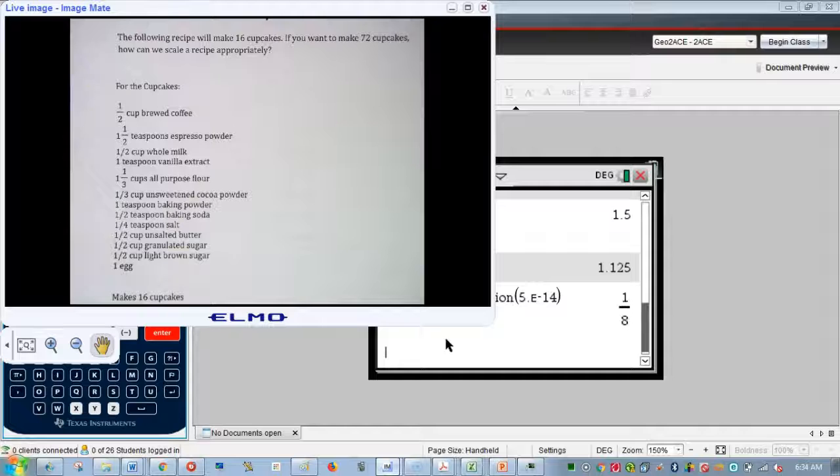Okay, so we're going to be working with fractions, and one skill that you're going to have is to learn how to take a recipe and either make a bigger amount or make a smaller amount based on what the given recipe makes.